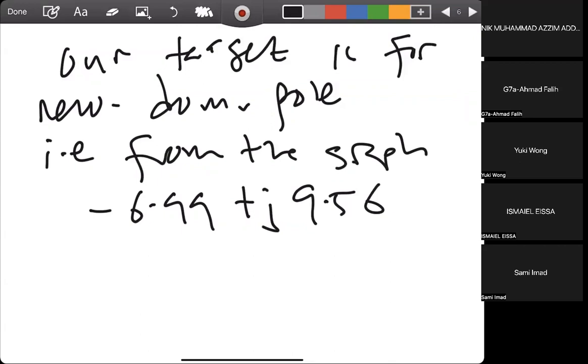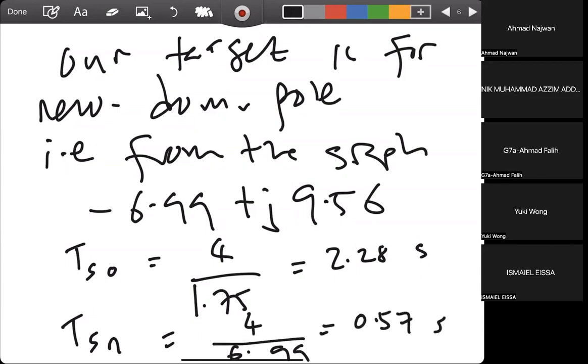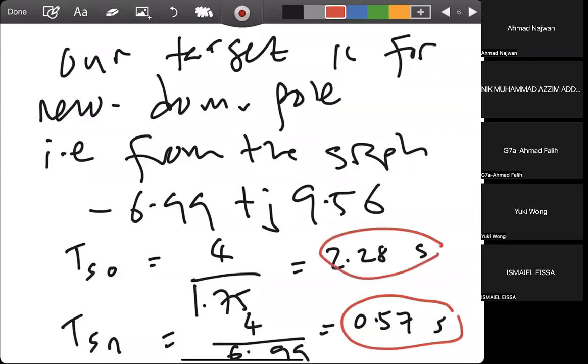So we have to use the old and the new one. Ts old is 4 divided by 1.75, which is 2.28 seconds. And the new one is 4 divided by 6.99, which is equal to 0.57 seconds. So you can see that the new settling time is much faster compared to the old one, right? Is it correct, guys?